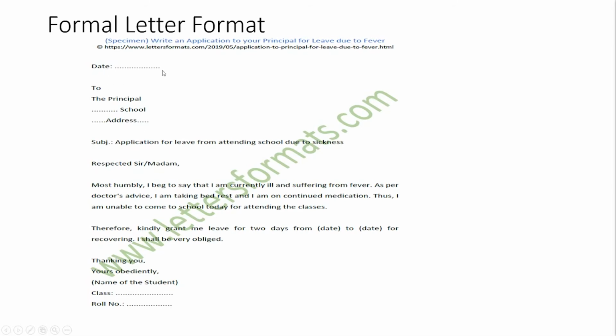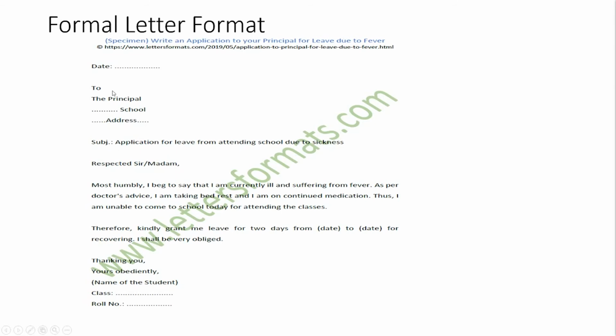You have to write the date, then To. You needn't write the sender's address here because it is a formal letter. Start with the date and then to the principal of the school and college. Then the address: Engineering University School and College, Buet Campus, Dhaka, and you have to write the subject. Not SUVJ. You have to write the full word, subject.